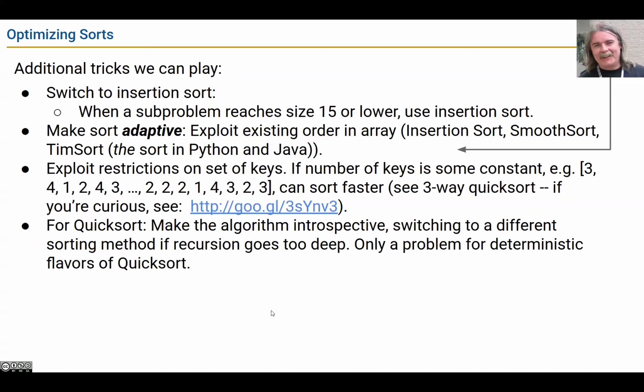And then for quicksort, if the algorithm can check to see how deep its recursive call stack goes and switch to a different sorting method, that might be a better approach. Now, this is only really a problem for deterministic versions of quicksort. If you have a randomized shuffling at the start, then generally speaking, you don't have to worry about accidentally shuffling things back into sorted order. If you are going to worry about quicksort accidentally shuffling your items back into sorted order, then you should be worried more about cosmic rays hitting your computer and flipping bits, which does happen on occasion.